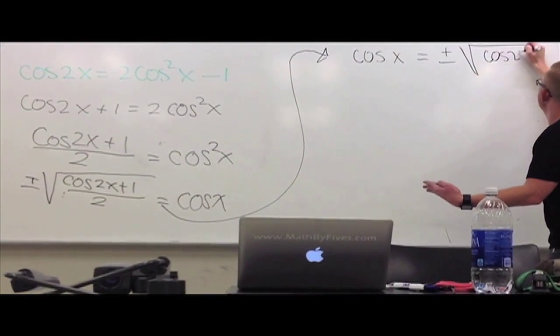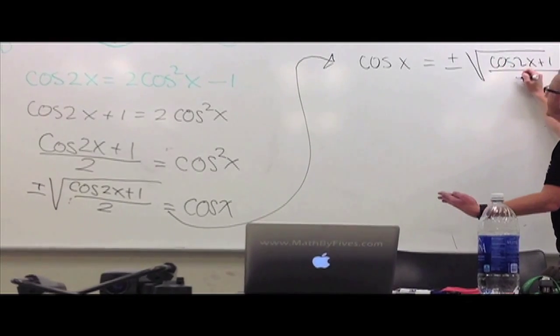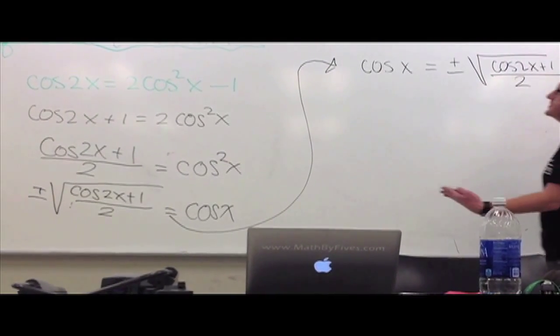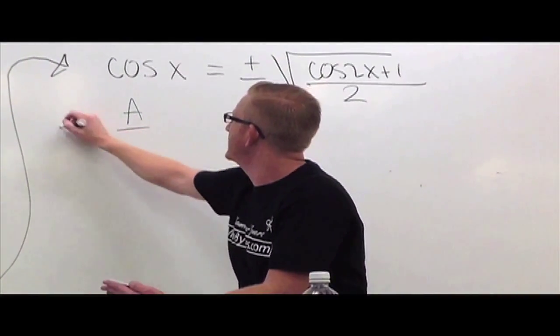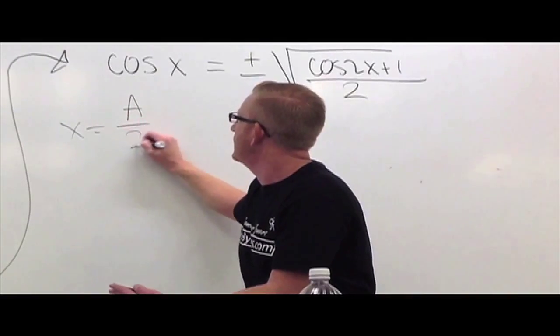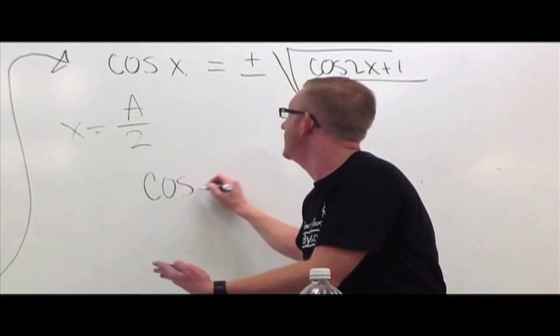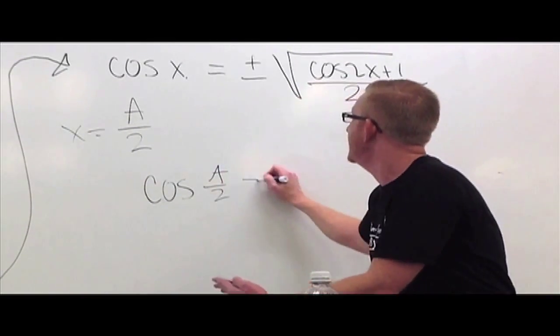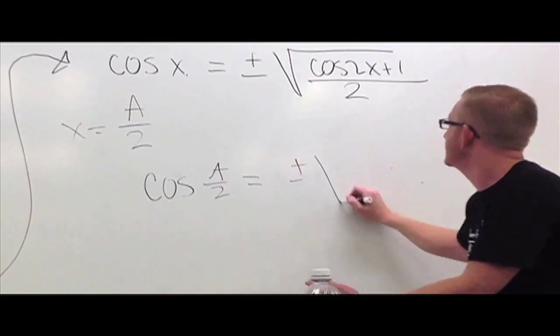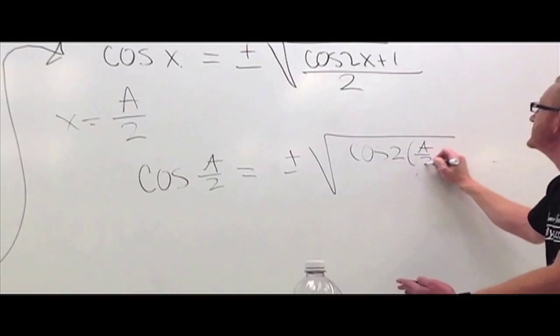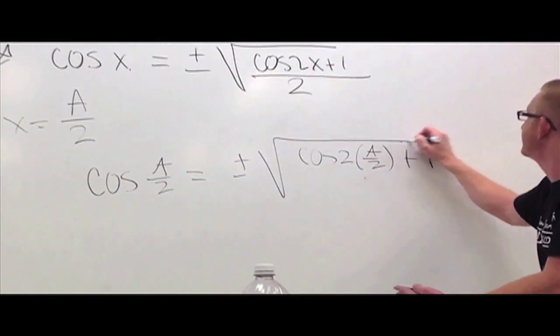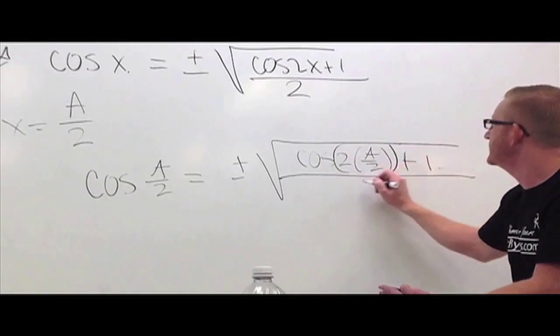the cosine of 2x plus 1 all over 2. I want to make a substitution. I want to let x equal a over 2. And when I do, everywhere I see an x, I'm going to put an a over 2. So I put the cosine of a over 2, and that's going to be equal to plus and minus the square root of the cosine of 2 times a over 2, and then plus 1, all over 2.